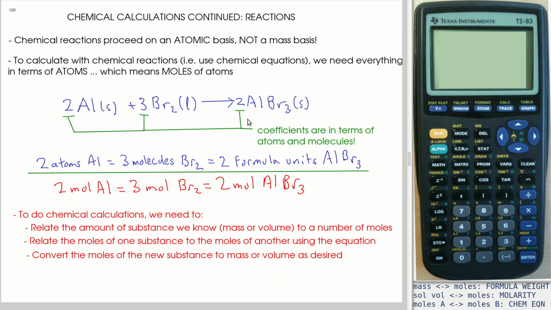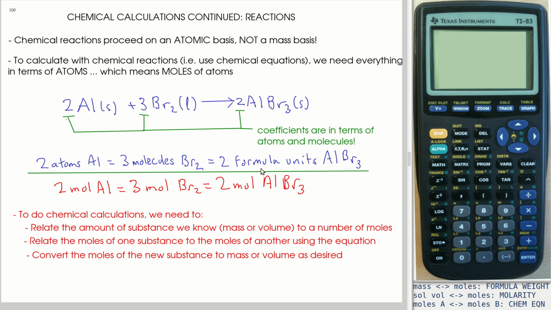Now all of this is atomic and molecular basis. However, the coefficients are just ratios. And one thing you can do with any ratio is you can multiply it by a non-zero number and get an equivalent ratio, provided you multiply all the parts of the ratio by the same number. So, if we have a ratio of 2 atoms of aluminum, equivalent to 3 molecules of bromine, equivalent to 2 formula units of aluminum bromide, those are individual atoms, molecules, and formula units.